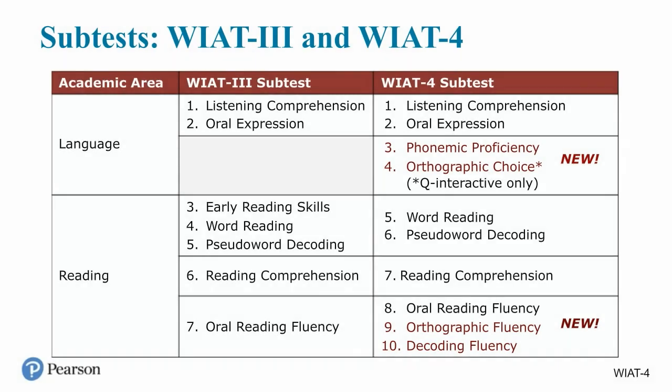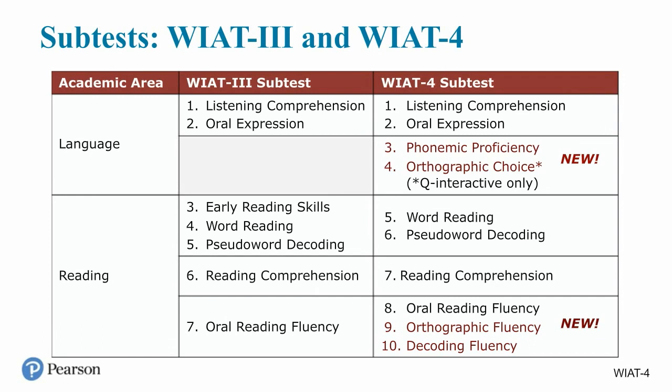The WIAT-3 includes 16 subtests. The WIAT-4 includes 20 subtests. Not all subtests are administered at every grade level. Both versions of the instrument include subtests that assess language and reading. On both WIAT-3 and WIAT-4, the subtests listening comprehension and oral expression assess oral language. The WIAT-4 includes 2 new subtests, phonemic proficiency and orthographic choice, that assess language processing. The orthographic choice subtest is available on Q Interactive only.